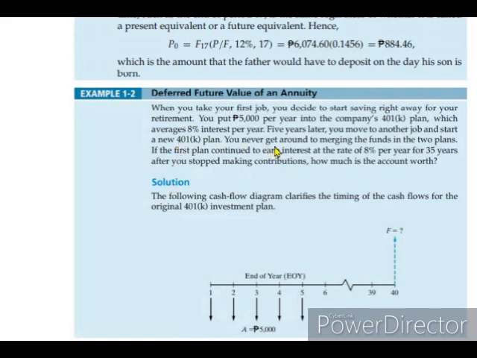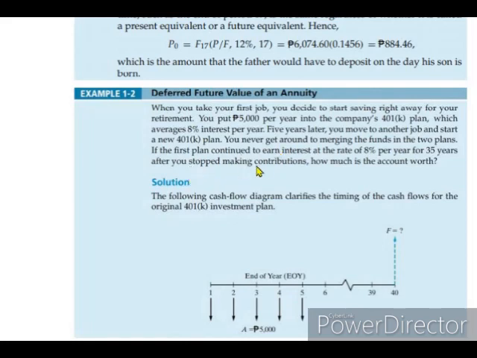Example, when you take your first job, you decide to start saving right away for your retirement. So, nagsisave ka ng 5,000 pesos per year. Okay? In the company's 401k plan. So, meron 401k plan yung company nyo, which averages 8% interest per year. So, 5 years later, you move to another job and start a new 401k plan. Okay? So, you never get around to merging the funds into two plans. So, naiwan mo yung isang funds dun sa dati mong work.